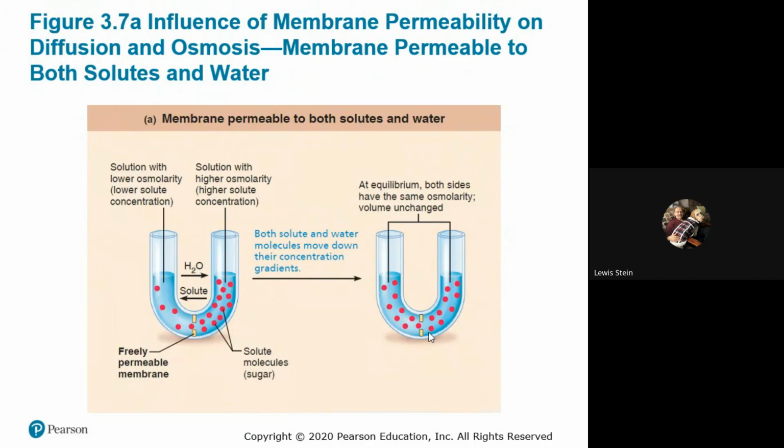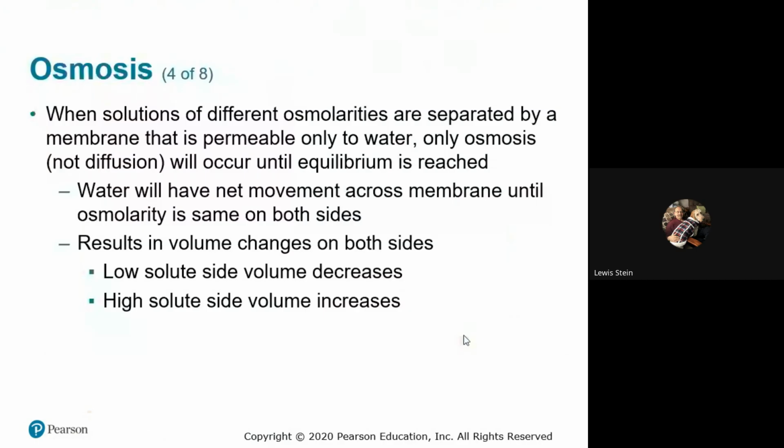So in living systems, a particle is moving in one direction, water molecules are moving in the other direction, and they keep doing that, but the net movement is zero. That's what's meant by equilibrium. On the other hand, okay, different.